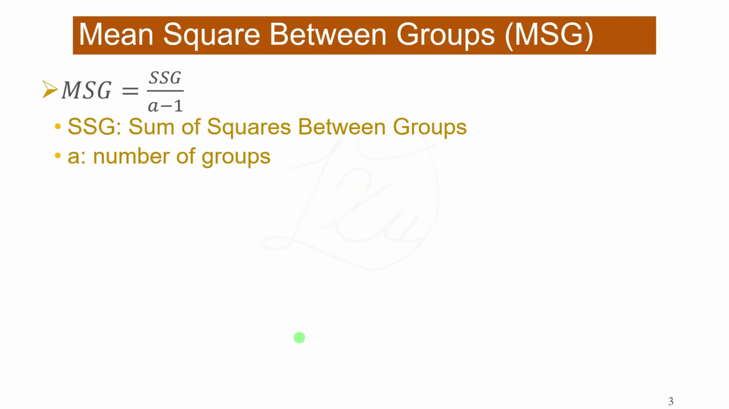We firstly need to calculate the mean square between groups. This is basically the between groups sample standard deviation. It is the sum of squares between groups divided by the degree of freedom, which is the number of groups minus 1. In our example, it is 3 minus 1 equals 2.